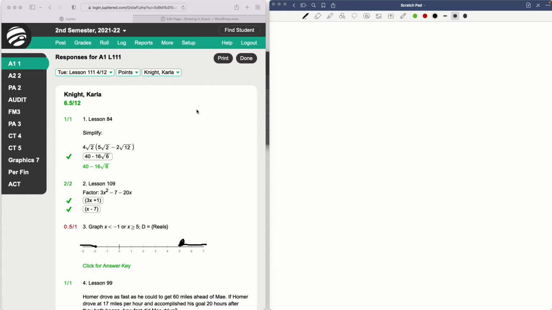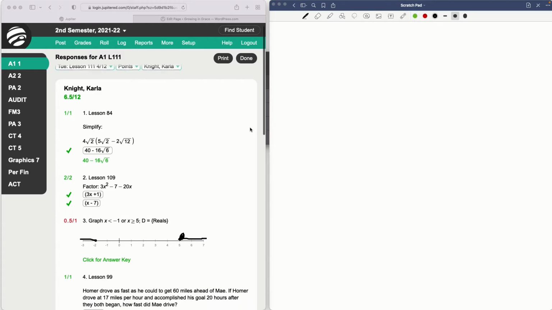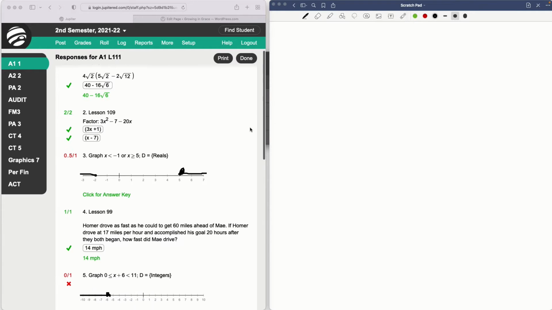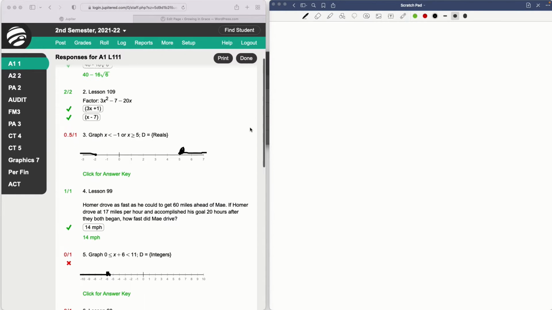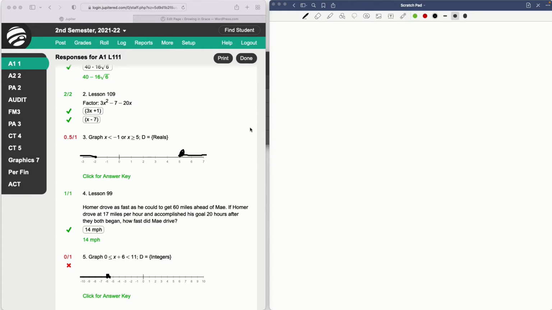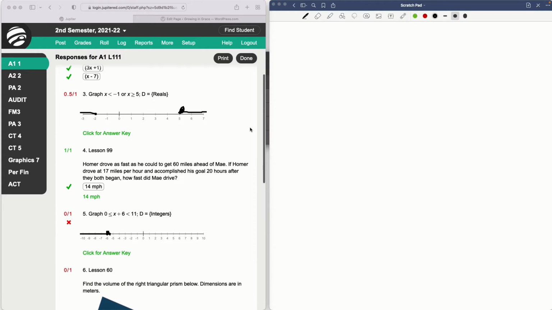Carla, I am looking at lesson 111. You didn't do great on it. You did good on some, but like the graphing part, you're still kind of struggling with. So I wanted to go over that just a little bit more with you. I gave you a half point credit because you got one of these right.